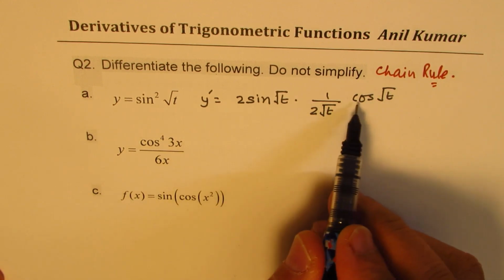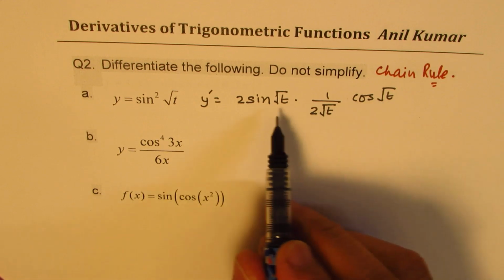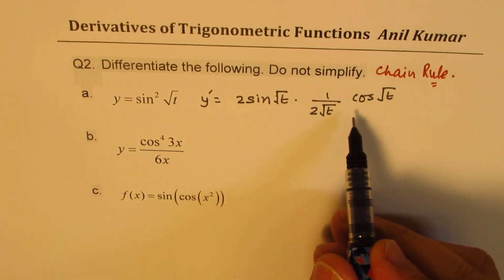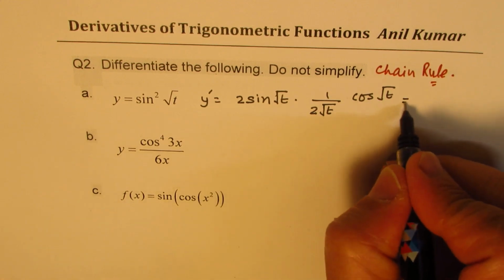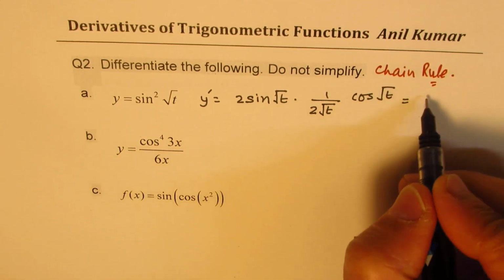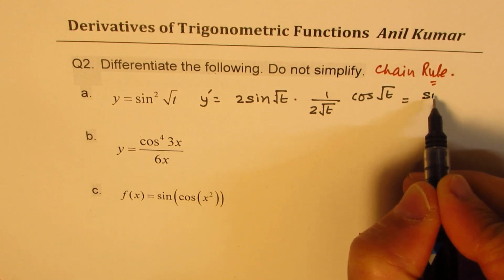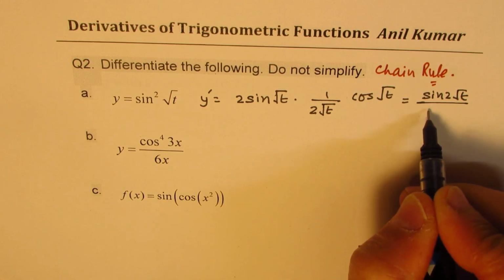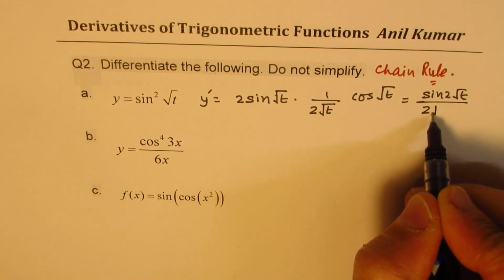So sine t cos t over square root t, we can write this as sine of 2t when you simplify. Is it okay? So we could write this numerator as sine 2 square root t over 2 square root t. Is it okay?